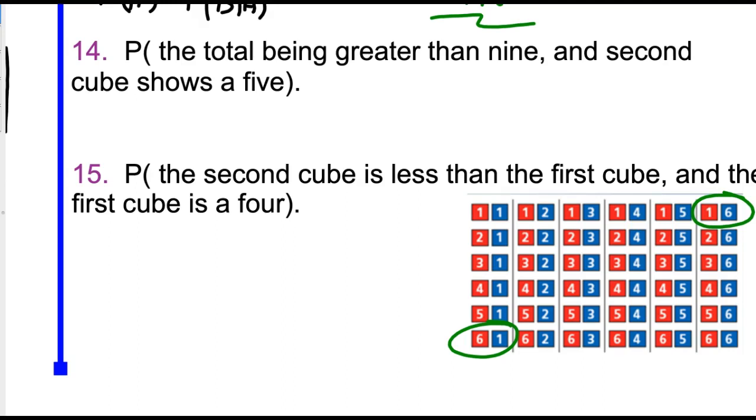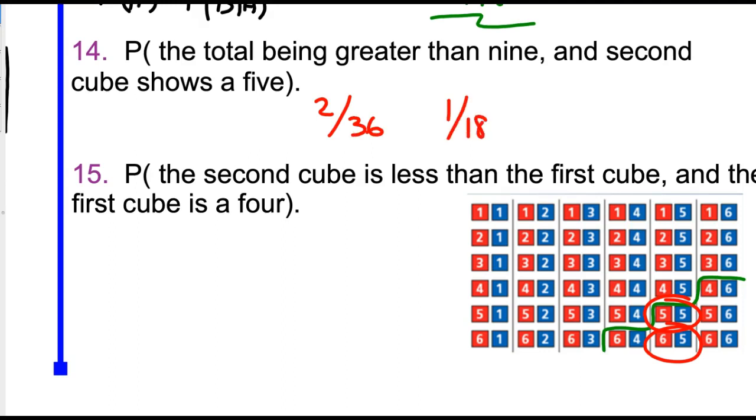Let's see, 14, probability the total being greater than 9 and the second cube, we'll say the blue cube, shows a 5. So the total's greater than 9. That would narrow everything down to 6-4, 5-5, 4-6, or above, right? So there's a total greater than 9, and the second cube shows a 5. Which one is that? Well, second cube shows a 5 is going to be right there, or it's going to be right there. So how many is that? That's 2. 2 out of 36. Okay. So we have the sample space right there. Again, same probability, 1/18.